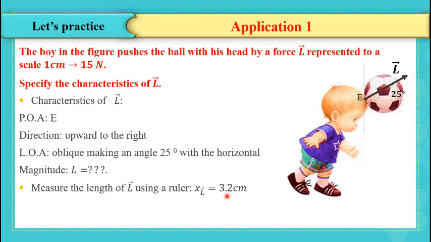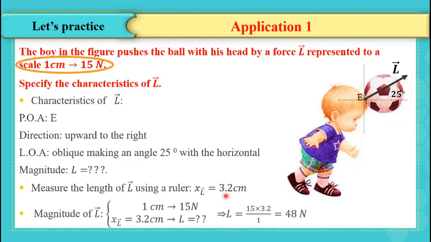Here we need to use the given scale, which is each 1 centimeter corresponds to 15 Newton. Place the length of the vector expressed in centimeter under 1 centimeter, and you need to know 3.2 centimeter corresponds to how many newtons, which is the magnitude of the force vector L vector. Here you need to apply the cross multiplication rule, such that L, which is the magnitude of the force vector L vector, is equal to 15 multiplied by 3.2 and divided by 1, which gives us 48. And don't forget to write the unit of the force, which is in Newton.